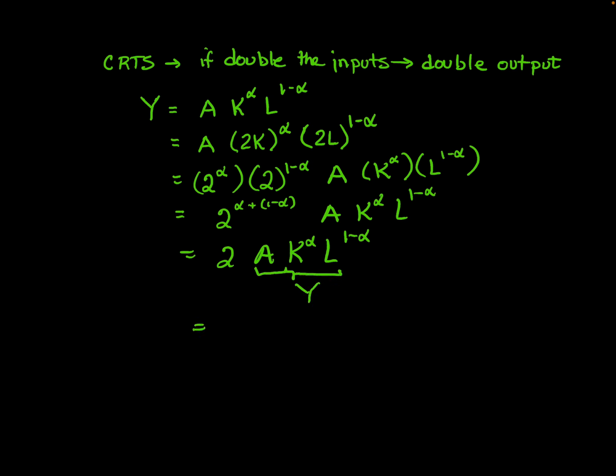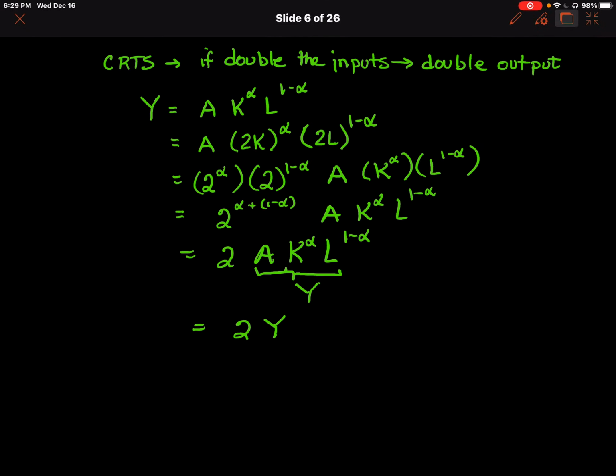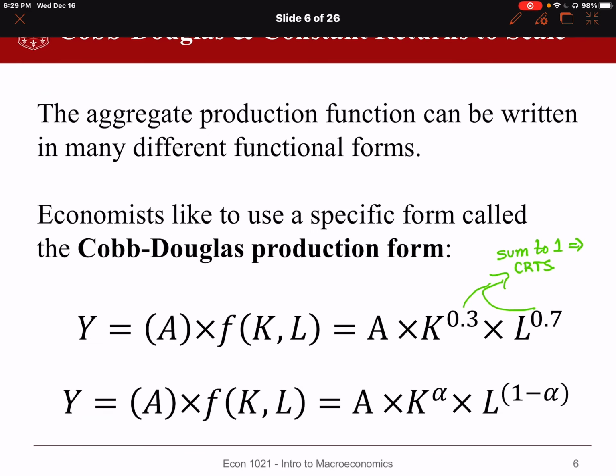So we have this is equal to 2y's. So this production function, where it is the case that the exponents sum to 1, gives us this condition of constant returns to scale. And as I said, that's not a bad way of thinking about the US macroeconomy.